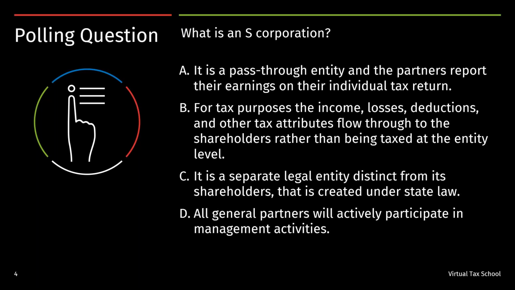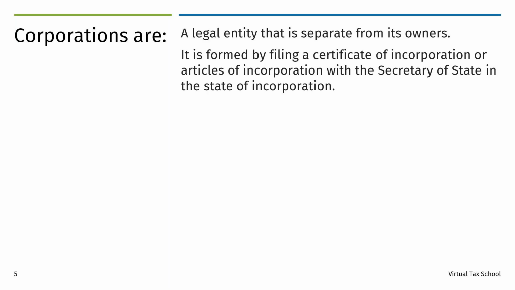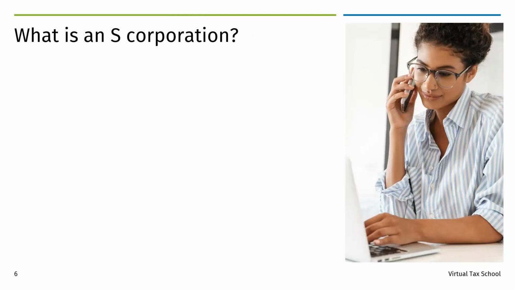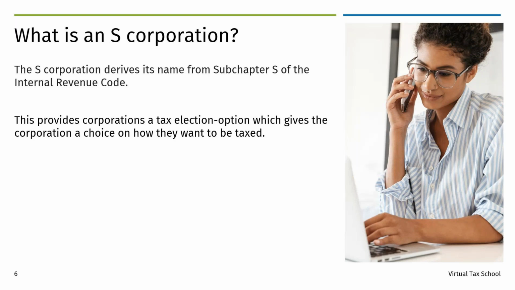All right. So basically, a corporation is a legal entity separate from its owners and is formed by filing a certificate of incorporation in its state of incorporation. An S corp, a corporation which derives its name from subchapter S of the IRS code, allows the corporation to make a tax election on how they want to be taxed.